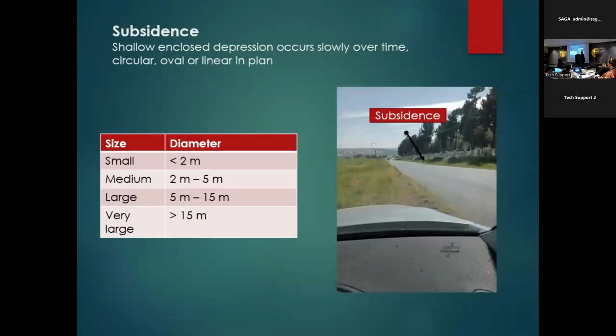Subsidence is a shallow enclosed depression that occurs slowly over time. The one that I've got here is a 40-meter diameter, which I will discuss as a case study.